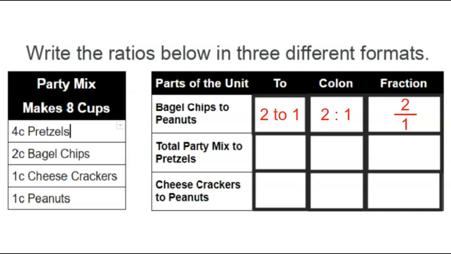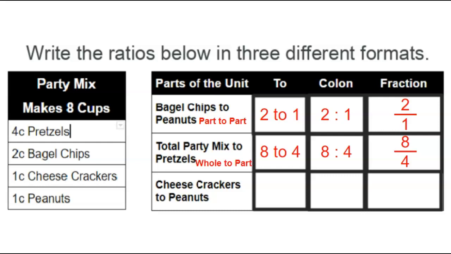Total party mix to pretzels. Oh, I'm sorry. The bagel chips to peanuts is a part to part. Total party mix to pretzels. Total party mix is 8 cups. Pretzels is 4 cups. So that ratio is an 8-to-4. Now I'm not going to simplify this at this time because I want to see the full amount according to what was given. In colon form, it is 8:4, and as a fraction, it looks like 8/4. And this is a whole to part.